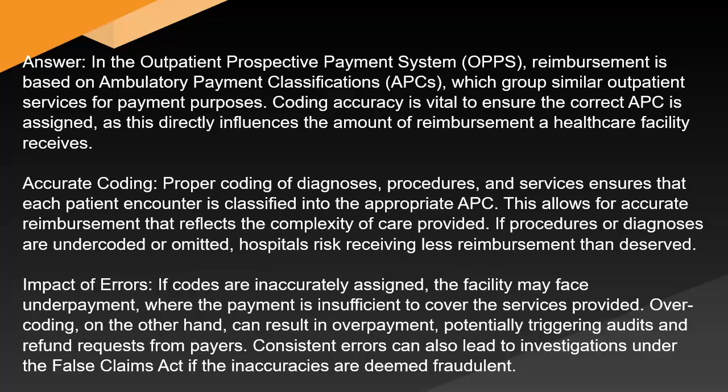If procedures or diagnoses are undercoded or omitted, hospitals risk receiving less reimbursement than deserved. Impact of errors. If codes are inaccurately assigned, the facility may face underpayment where the payment is insufficient to cover the services provided. Overcoding, on the other hand, can result in overpayment, potentially triggering audits and refund requests from payers. Consistent errors can also lead to investigations under the False Claims Act if the inaccuracies are deemed fraudulent.